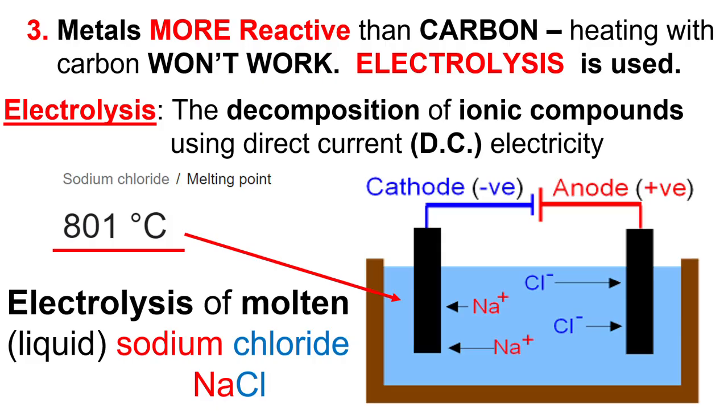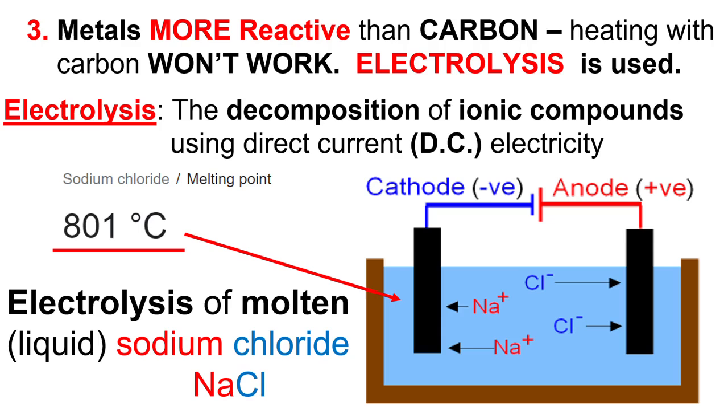So, pause here, metals more reactive than carbon. Heating with carbon won't work. Electrolysis is used. What is electrolysis? It is the decomposition of ionic compounds using direct current electricity. And here is the electrolysis of molten sodium chloride, and it has to be molten so the ions are free to move. You have 2 graphite electrodes there in black. The negative one is the cathode and the positive one is the anode.